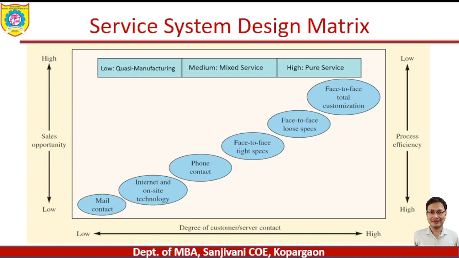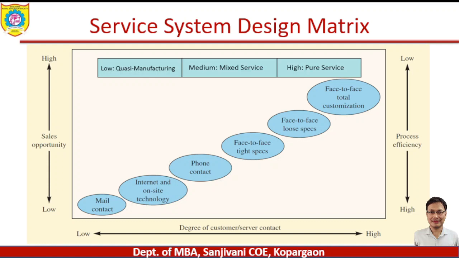Let us take the example of services like mail contacts, whereby they contact the customer and make them aware about their offers through emails. They send promotion materials, the prices of their offerings, and even the final sales and payment through email only. So in this system, the degree of customer contact is almost nil. I mean, the physical contact of the service provider and the customer is almost nil, but the process efficiency is very high.